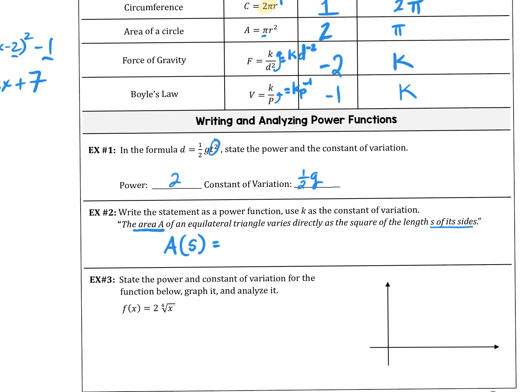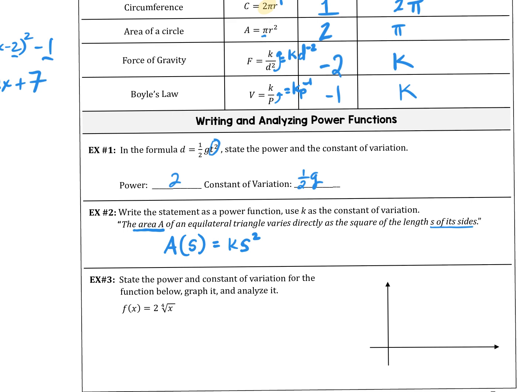Varies directly, so k times what? Length S of its side, the square of the length of its sides. So how would I write it? S to what power? Second. Do you see how this works? It said use k as the constant of variation, so we knew it had to be k times something, don't we? And then the rest of it told us what the power would be.